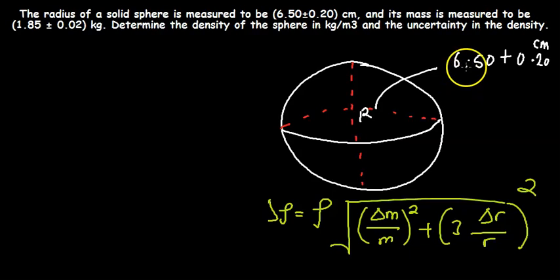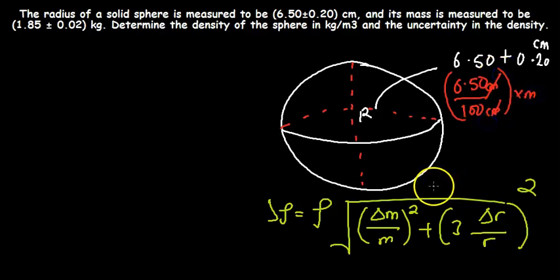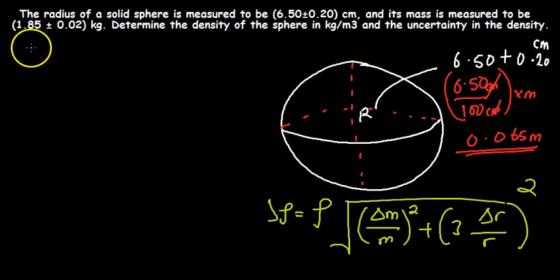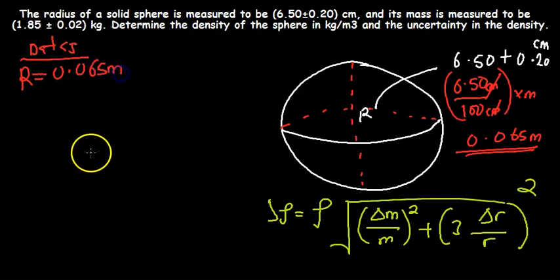This is the same thing as saying 6.50 divided by 100, in centimeter, and then we simply multiply that by meter per centimeter. The centimeter will cancel out. 6.50 divided by 100 is simply going to be 0.065 in meters. Therefore, our data here for the radius is going to be 0.065 in meters.